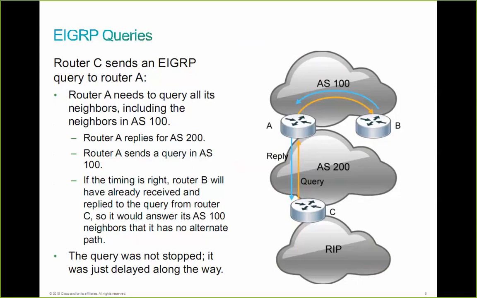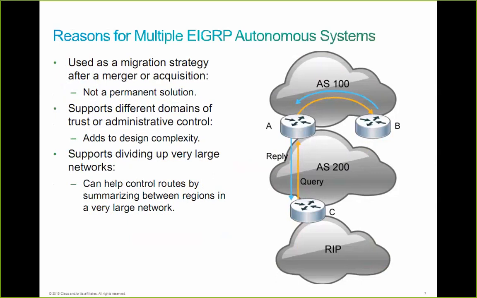Okay, so if EIGRP queries are not going to be stopped by creating these multiple autonomous systems, what would be the need then to have multiple autonomous systems? There are actually several reasons that we might use multiple EIGRP autonomous systems. Again, not necessarily because we're trying to limit the scope of the queries, right?